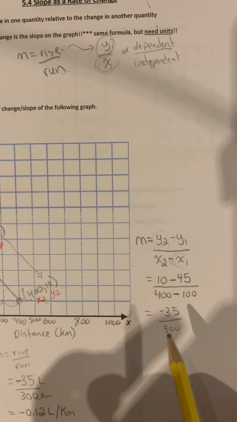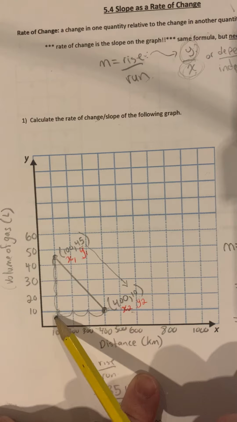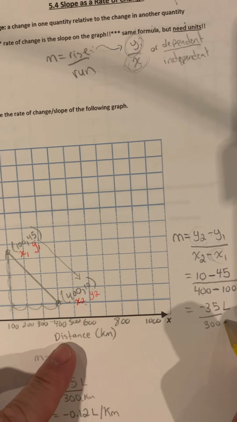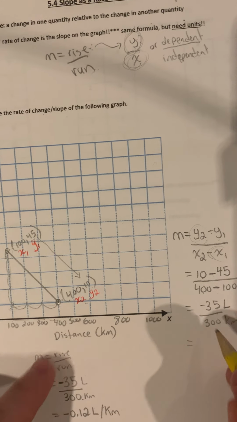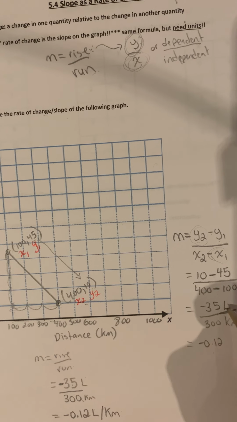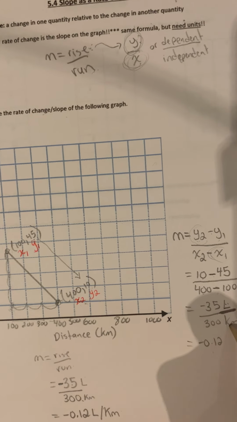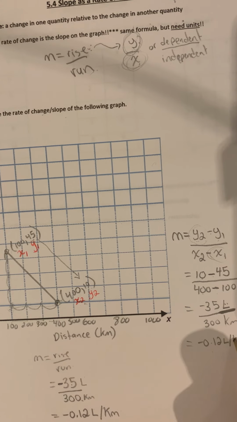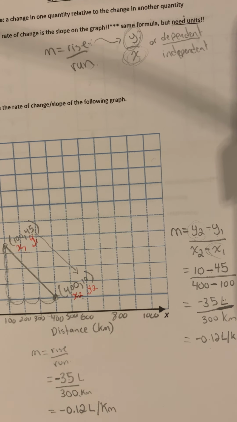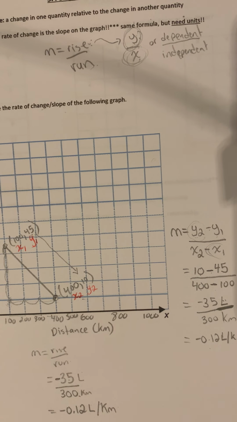Just a reminder that the 35 is your y values, so this was liters, and the 300 was the kilometers. Now we divide and we get negative 0.12 liters per kilometer. Okay, and that is the full lesson for today.